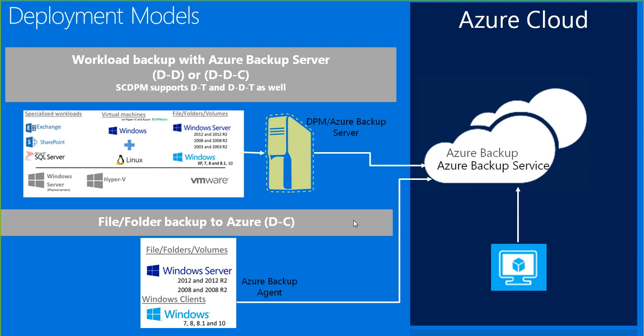So you can use both these options to back up your application, SQL, Exchange, whether it's a virtual machine or a physical machine running on Hyper-V or VMware. And obviously, you can also use this to back up your file and folder, the data which is static or which is not changing. In order to use that, you need to have an Azure Backup Server, which is deployed on-prem. It can be deployed on a physical machine or on a virtual machine. And you can deploy the agents on the machine that you're trying to protect, any Windows server or Windows client machine running any kind of application or database.